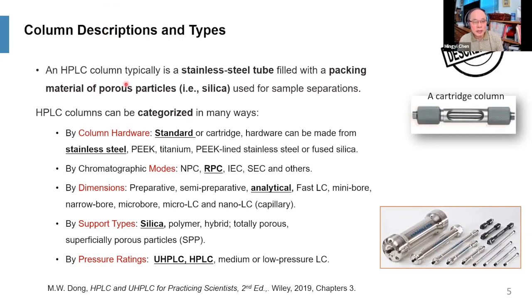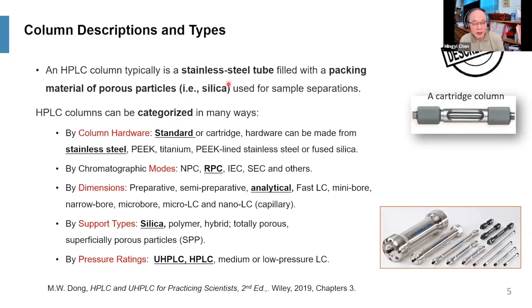So what is an HPLC column? It's typically a stainless steel tube. It's a cylinder filled with packing material. The majority of the packing material is silica, right? That's the way it's going to be. A lot of people try to find something better. Silica is not perfect, but so far it is the most common support. So nothing actually does better than silica at this point.